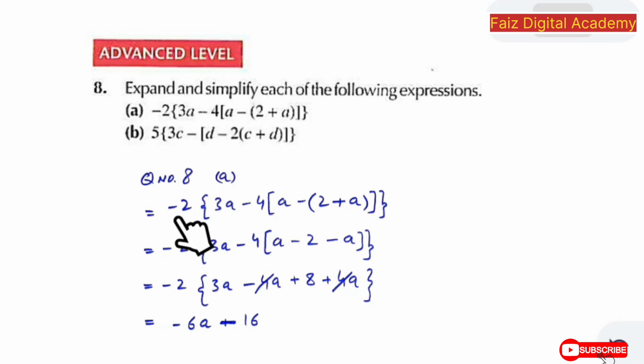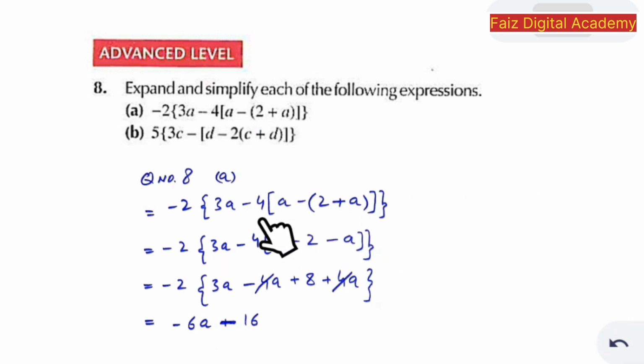The first expression is minus 2 [3a minus 4 {a minus (2 plus a)}]. So this is an algebraic expression carrying various levels and we have to solve them at each level. So first we solve the smaller brackets. We just expand it. Plus minus is minus, so 2. Whenever a negative sign is present outside the brackets, when it is expanded, the signs of the inside numbers are changed. So minus 2 and minus a.